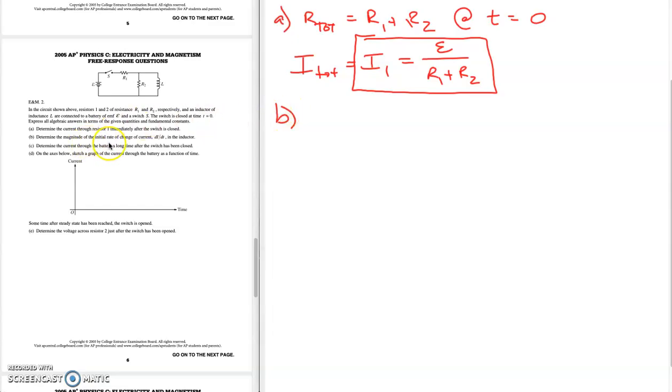Part B, the magnitude of the initial rate of change of the current in the inductor. Okay, now the inductor is in parallel with R2. So that means it has the same voltage across it that R2 has. So V2 is going to be I total, but only R2.